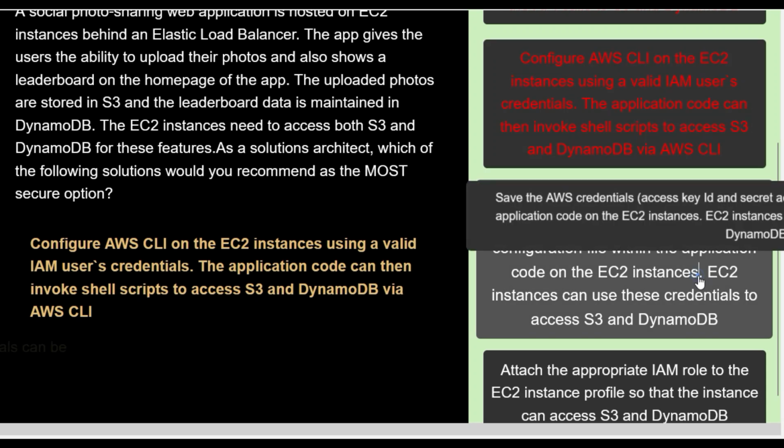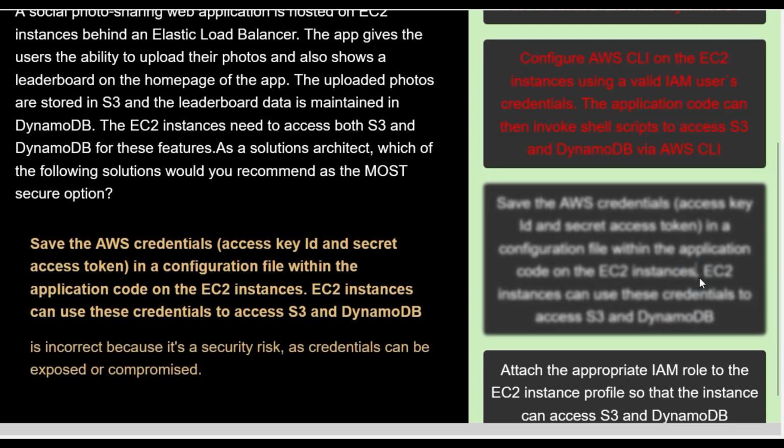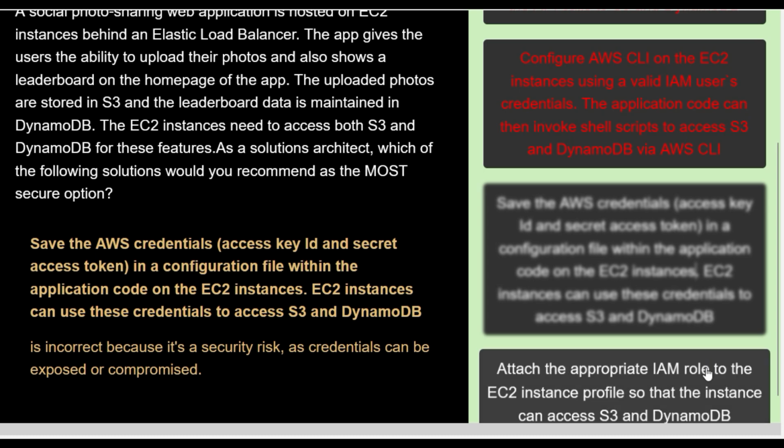Wrong answer. Okay, option 3, save the AWS credentials, access key ID and secret access key, in a configuration file within the application code on the EC2 instances. EC2 instances can use these credentials to access S3 and DynamoDB. Okay, this option is incorrect because it's a security risk as credentials can be exposed or compromised. So option number 3 is also the wrong answer, right?